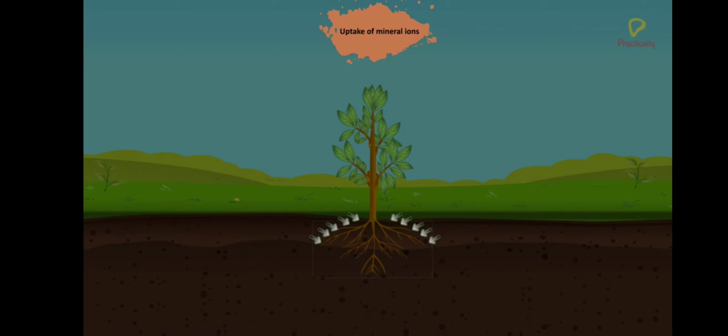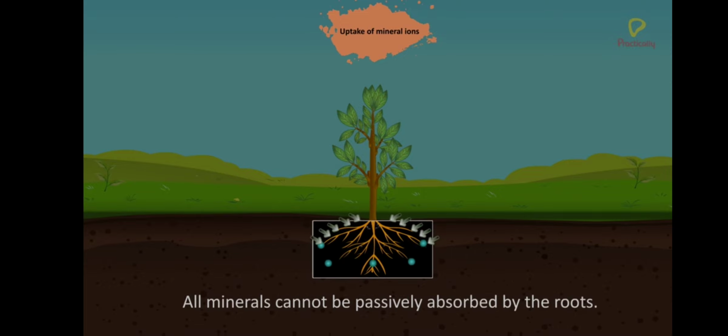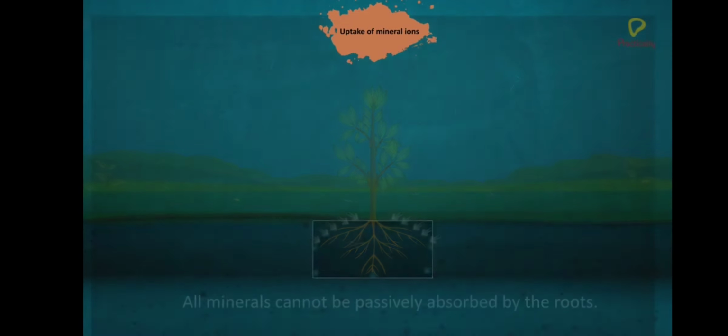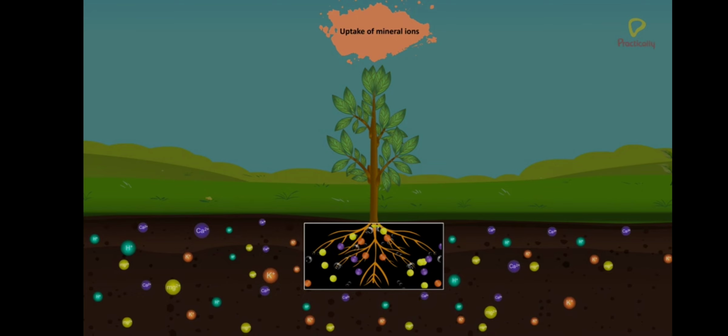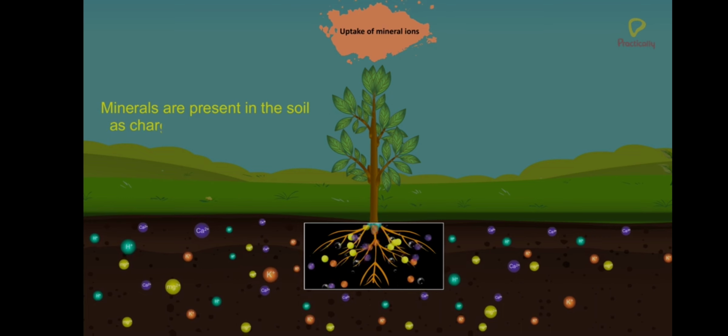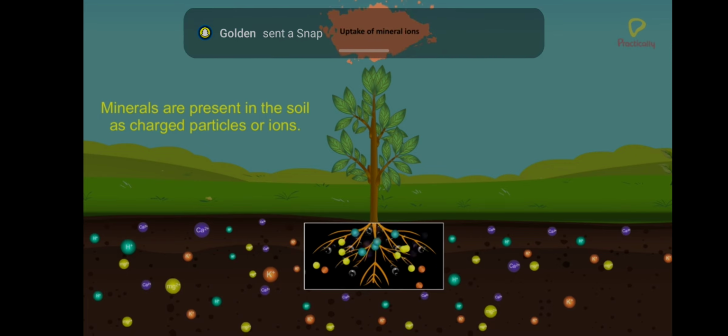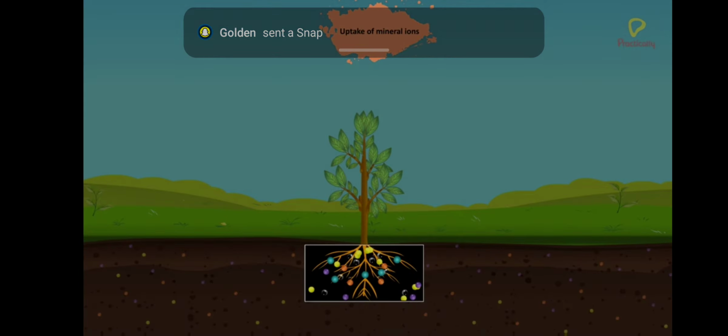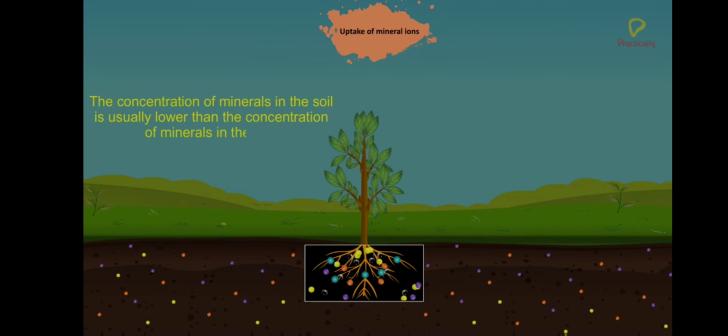Uptake of mineral ions. Unlike water, all minerals cannot be passively absorbed by the roots. Two factors account for this. They are: 1. Minerals are present in the soil as charged particles or ions which cannot move freely across cell membranes. 2. The concentration of minerals in the soil is usually lower than the concentration of minerals in the root.